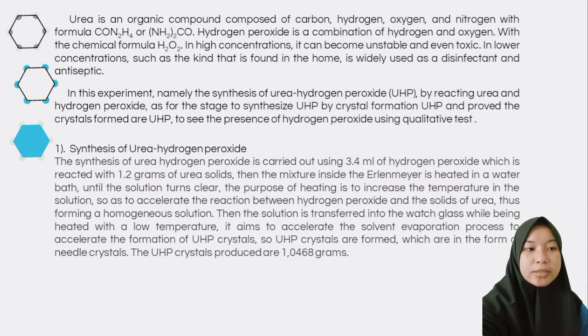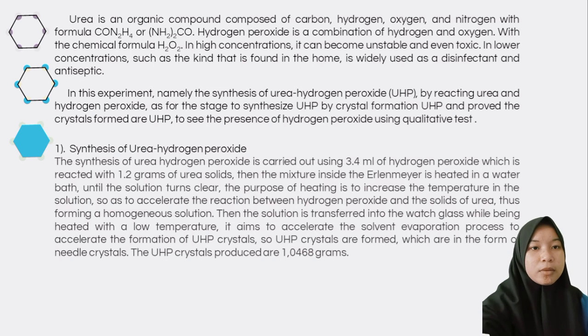Then the solution is transferred into the watch glass. While being held at a low temperature, it is aimed to accelerate the solvent evaporation process to accelerate the formation of urea hydrogen peroxide crystals. So urea hydrogen peroxide crystals are formed, which are in the form of needle crystals. The urea hydrogen peroxide crystal product is 1.0468 grams.